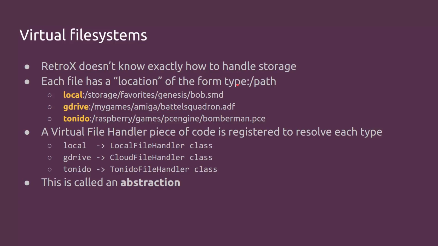So for each type, there is a file handler or virtual file handler, which is the name that I use. A virtual file handler is a piece of code that knows how to process a certain type of file or location, in this case. In programming, this is called abstraction because RetroX sees something abstract. It doesn't know the implementation details. It doesn't know about the protocols of G drive or the protocols of Tonido. It doesn't need to know. It only knows the location.